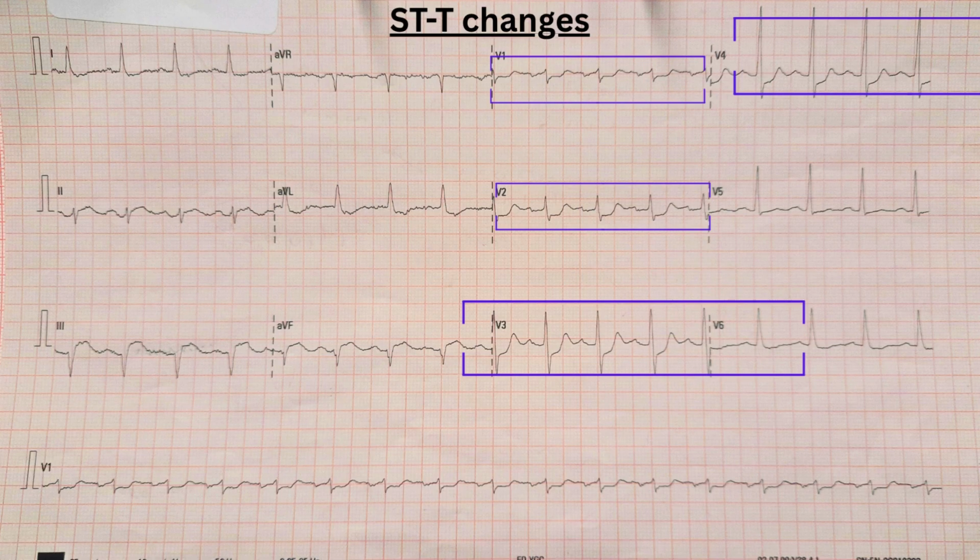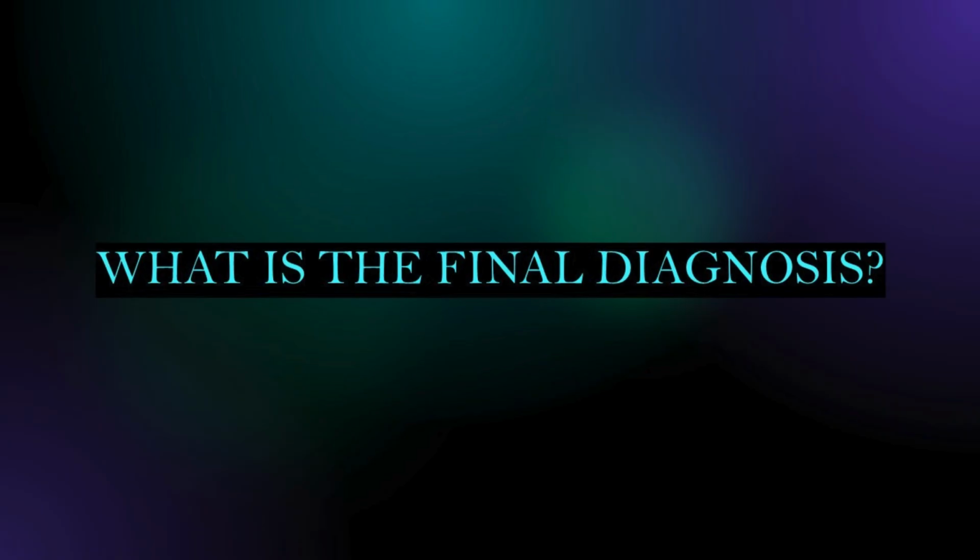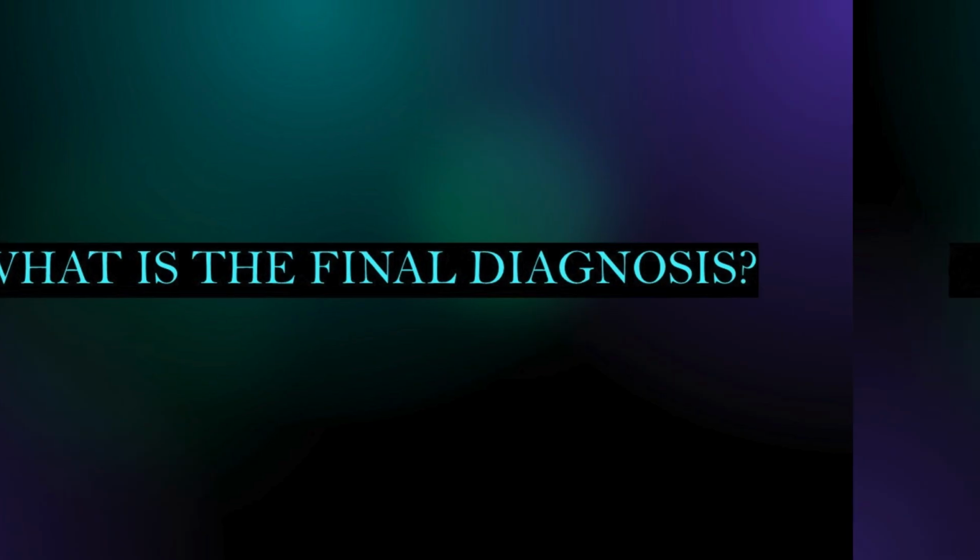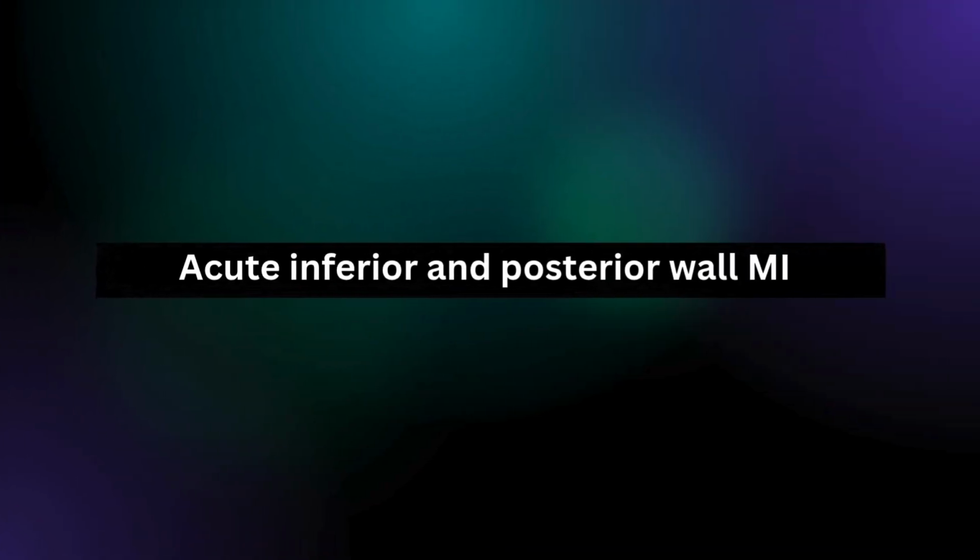Remember, patients can sometimes present with isolated posterior wall myocardial infarction changes on ECG, so stay vigilant. In summary, the correct diagnosis for this ECG is acute inferior and posterior wall myocardial infarction.